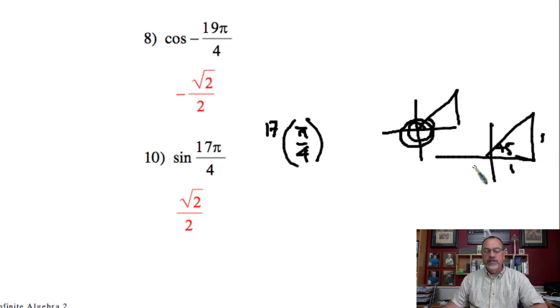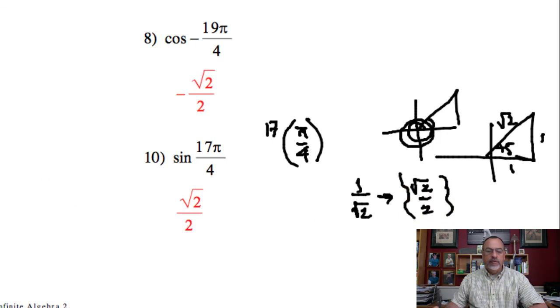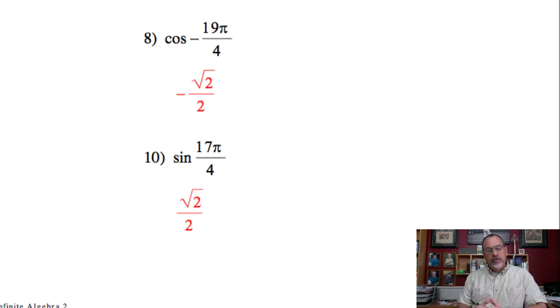Positive 1 here, positive 1 here, and radical 2. And so the sine is the opposite over the hypotenuse. Rationalize my denominator, and I have a square root of 2 over 2. So that's how you draw a reference triangle using your knowledge of a 30, 60, 90 and a 45, 45, 90. In the next video, I'm going to take an exclusive look at quadrantal angles and how we handle those.